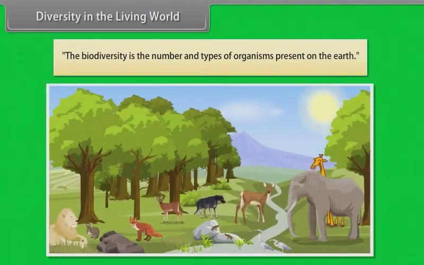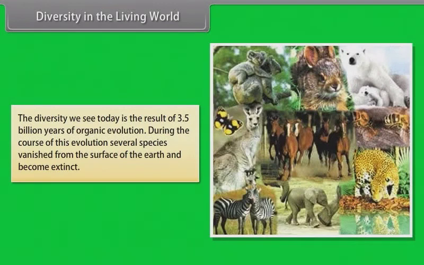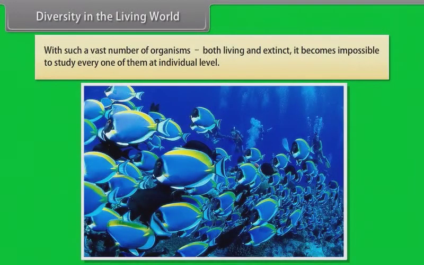Diversity in the living world. The biodiversity is the number and types of organisms present on the earth. Every organism, whether plant or animal, is unique in itself. There is a wide diversity in the flora, plants, and fauna, animals in the world. The diversity we see today is the result of 3.5 billion years of organic evolution. During the course of this evolution, several species vanished from the surface of the earth and became extinct. With such a vast number of organisms, both living and extinct, it becomes impossible to study every one of them at individual level.